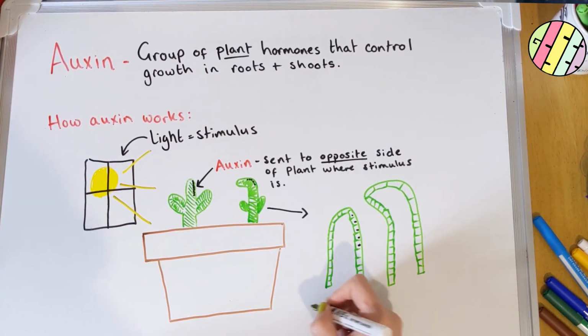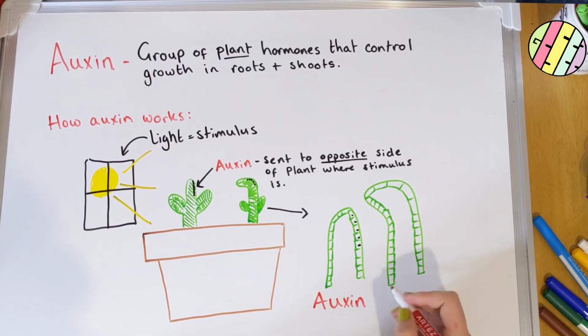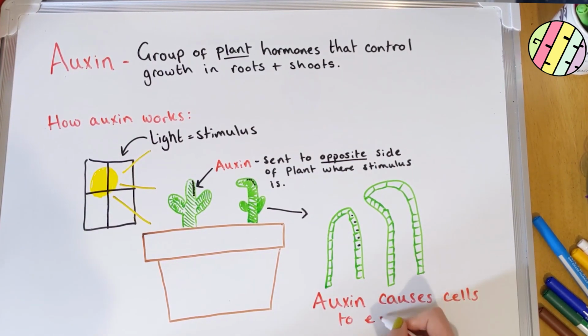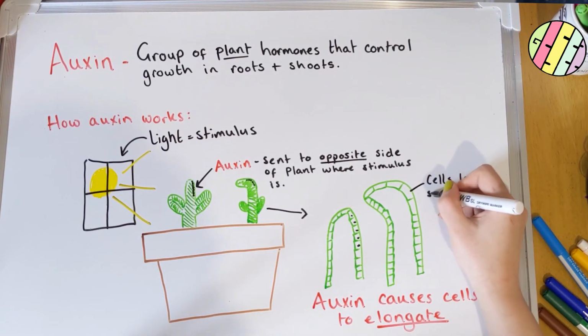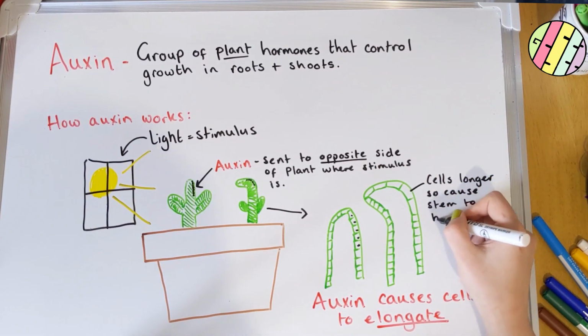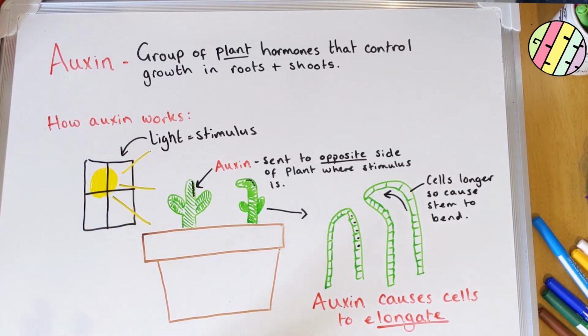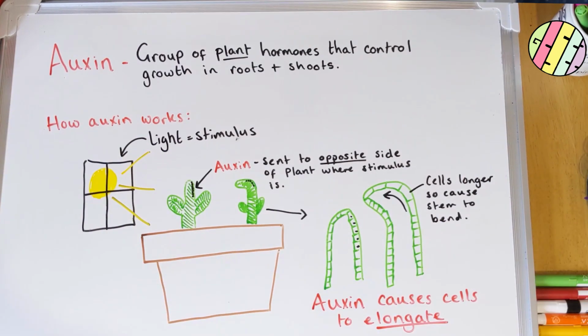What will happen is those cells will physically grow longer. Think of them being sort of stretched out. And because they're being stretched, this will cause the whole plant to bend as one side grows faster than the other. That makes it bend towards the light. So now we've got our idea of generally how auxins work, we can try and apply this to the 3 tropisms.